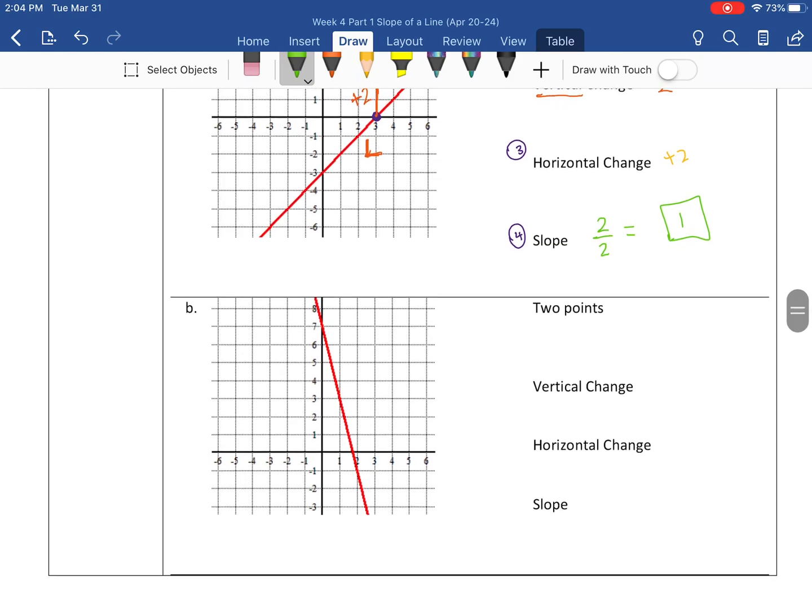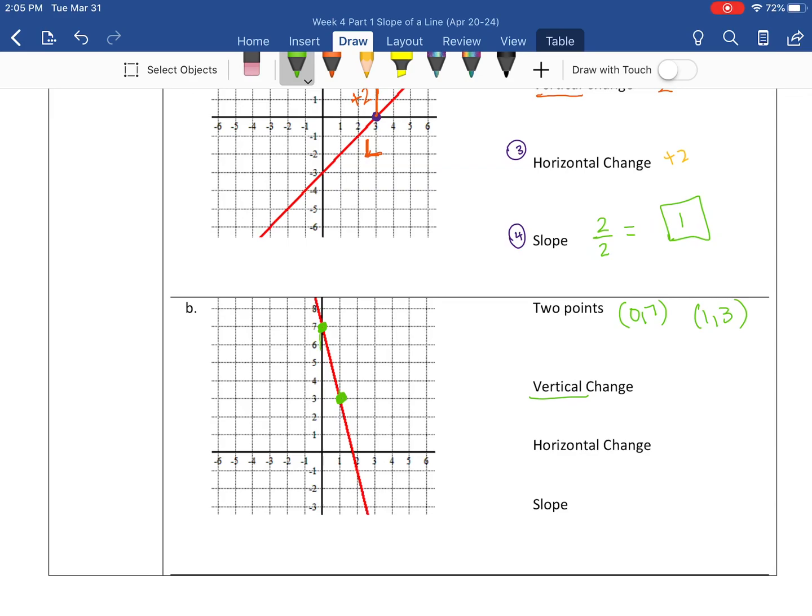Let's try a couple more. So we're going to do that same type of thing for letter B. We're going to pick 2 points. So again, 2 nice points. Here's a nice point. And then I have to go all the way down here for my next nice point. Okay, so I have the point 0, 7, and then I had the point 1, 3.